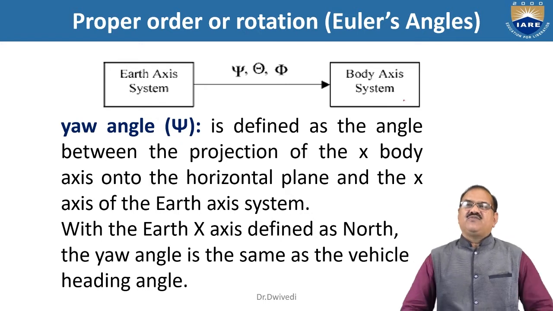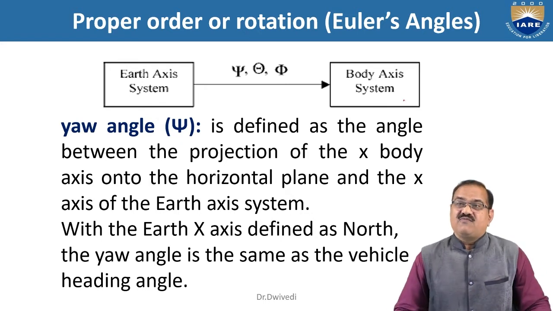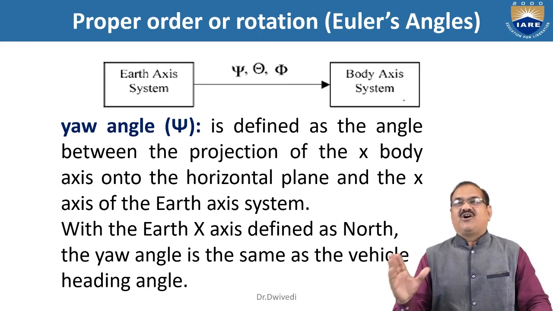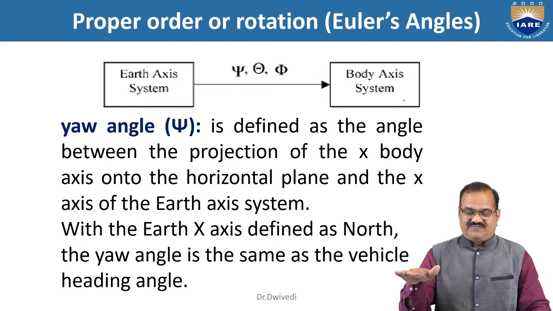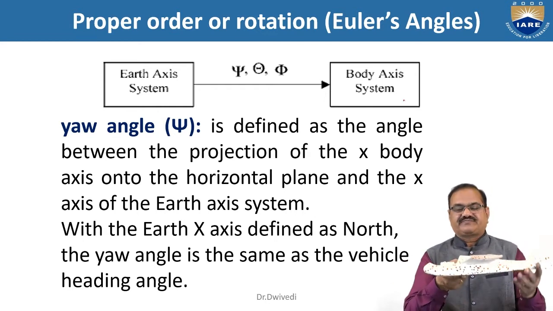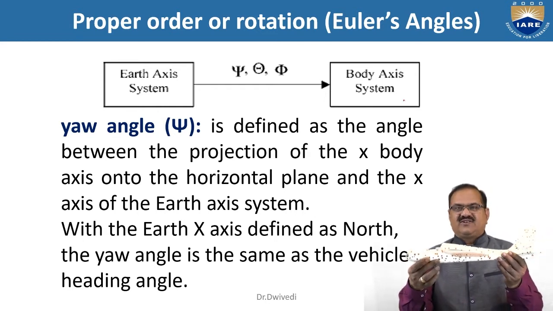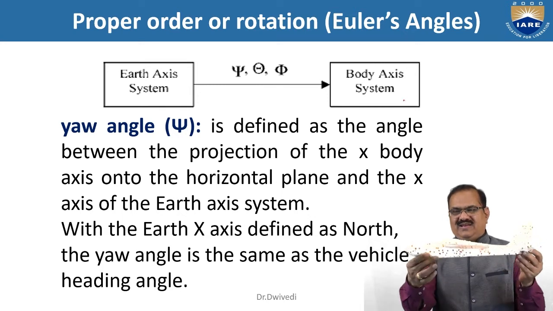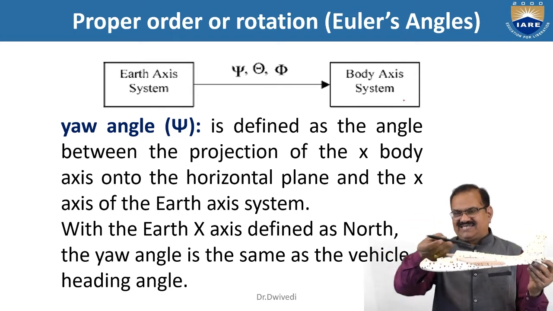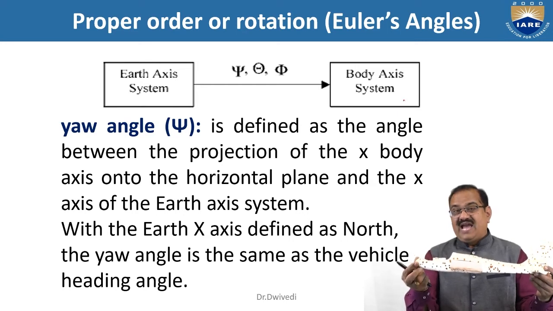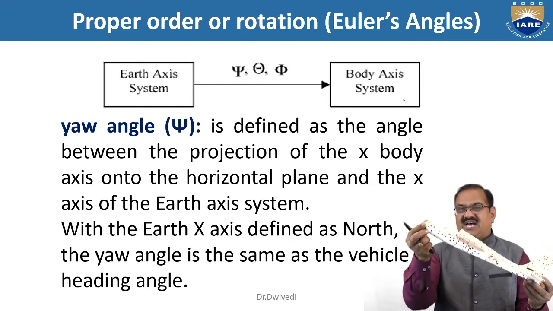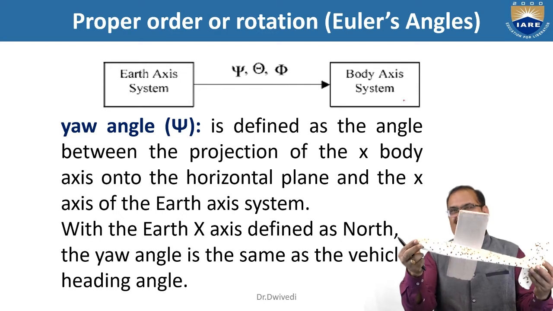Just now I told, if you want to transform from the earth axis to the body axis system, how to follow? First we have to rotate psi. Just you can see here, this is the aircraft. So we have to move psi about this axis, and then theta, and then roll.